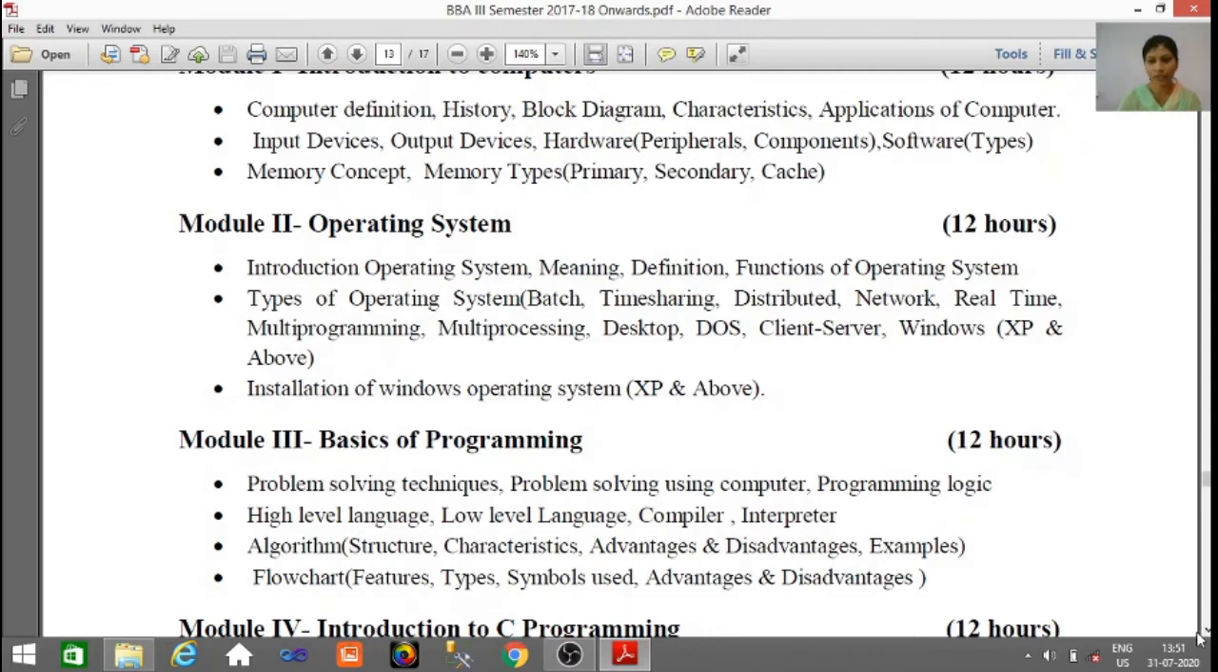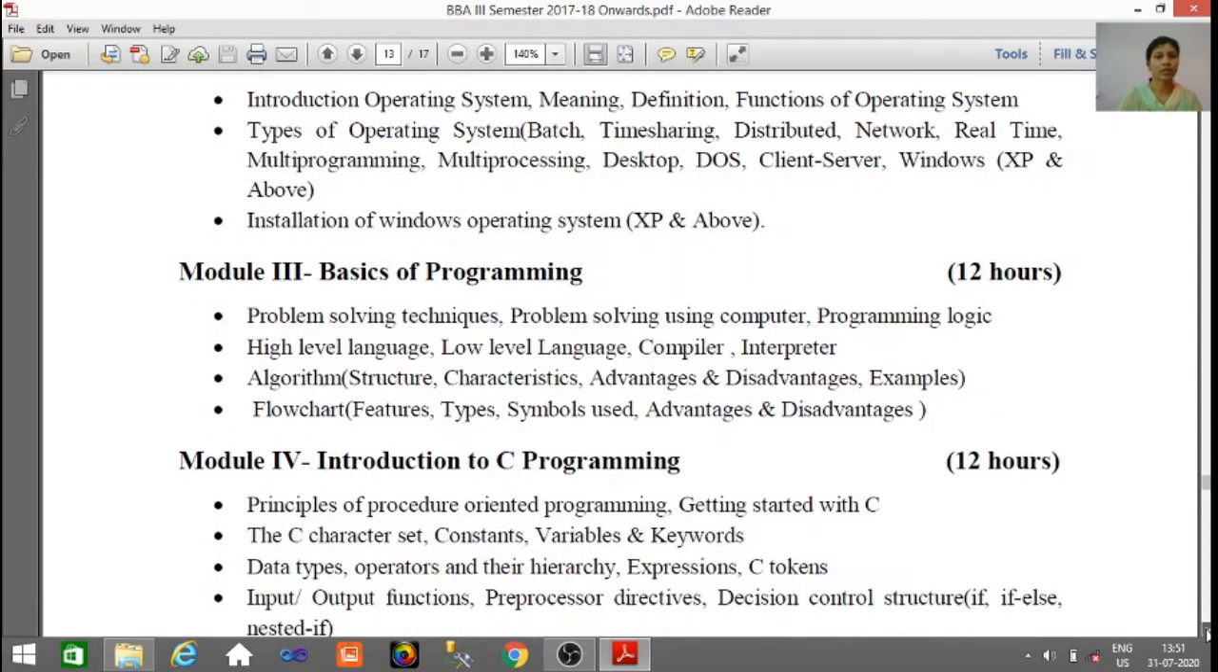Then third module is basic programming. Problem solving techniques, meaning how we can solve any problem using computers. It has some logic, programming logic. Then high level languages, which are high level languages, which are low level languages, what is the use of that. Then compiler, what is the use of compiler, interpreter. Then algorithm, structure of algorithm, characteristics of algorithm, advantages, disadvantages and some examples of algorithm. Then flowchart, features, types of flowchart, symbols used, meaning which symbols we use to draw the flowchart.